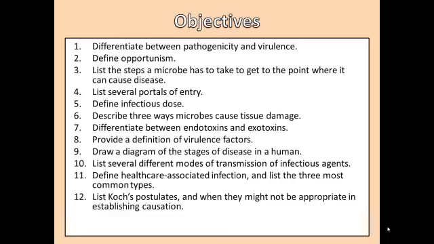provide a definition of virulence factors, draw a diagram of the stages of disease in a human, list several different modes of transmission of infectious agents, define healthcare-associated infection, and list the 3 most common types, list Koch's postulates and when they might not be appropriate in establishing causation.